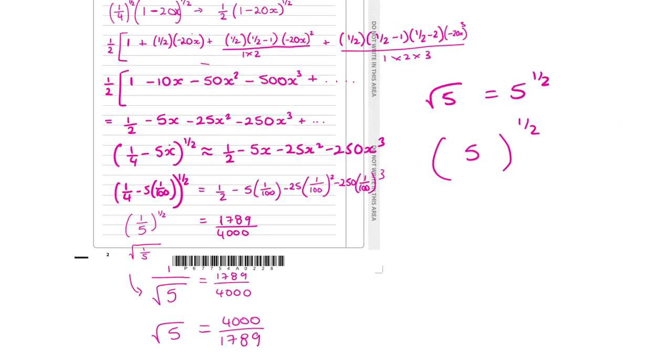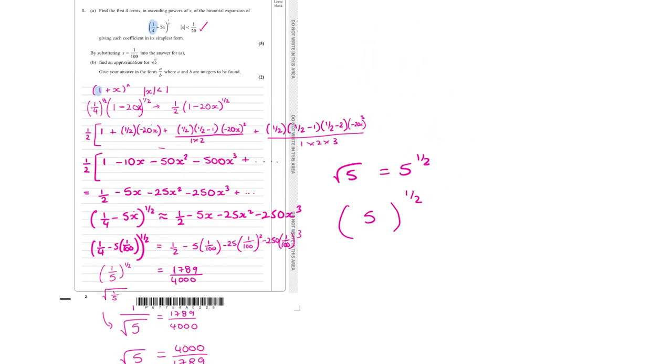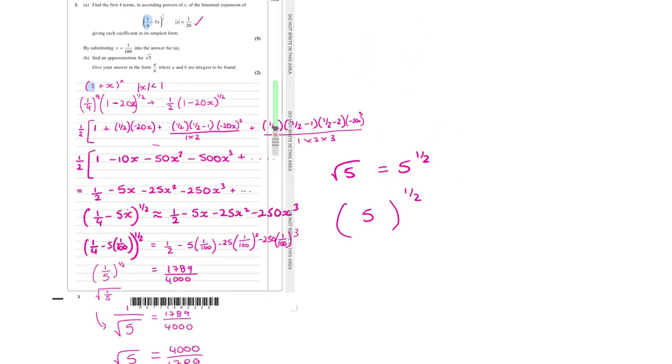That was one of the biggest mistakes that people made: the most common answer that we had for here was 1,789 over 4,000. But remember, we want the approximation for root 5. If I substitute this into here, I'm not going to get root 5. I'm going to get root a fifth. So then I have to use my brain and then get that answer.